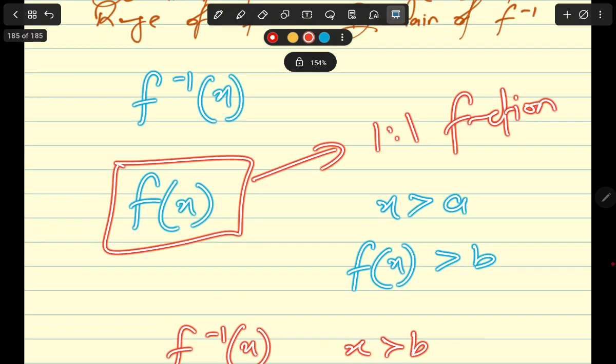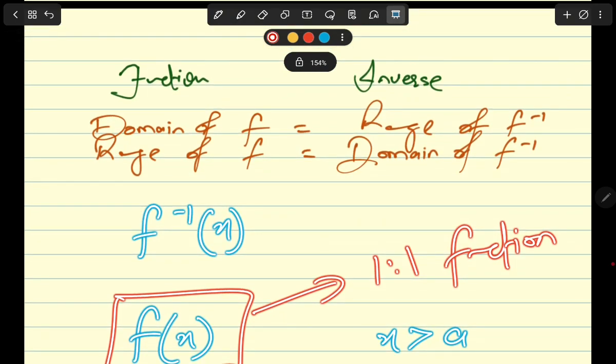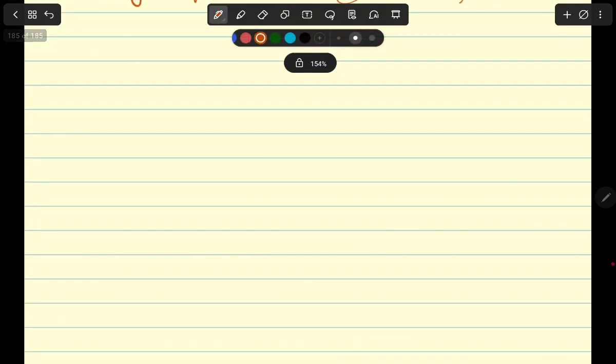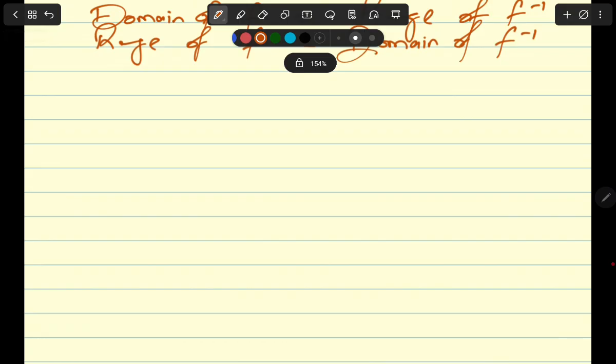So that's a very important idea: the domain of a function is equal to the range of its inverse, and the range of a function is the domain of f inverse. We can do a few examples here. You can go back and take a screenshot if you want to take it down.